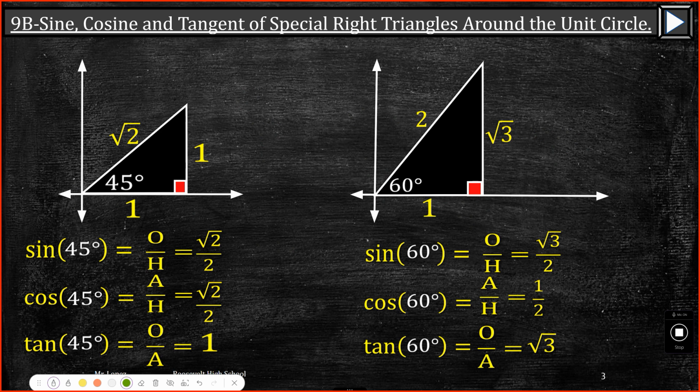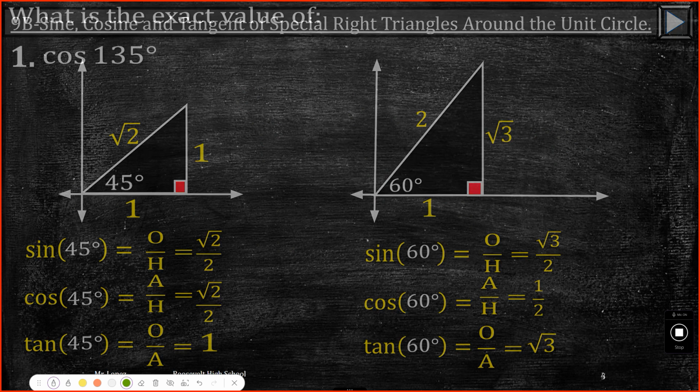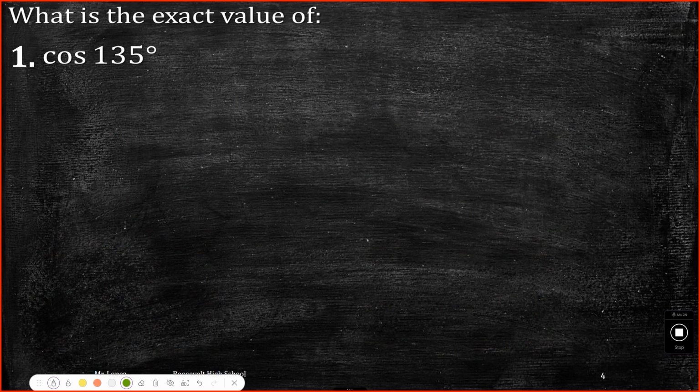Okay, now here we go. We're going to put everything together from what we did yesterday to today. And that's what it is. Here we go. What is the exact value of cosine 135? Let's go, problem 1. What is the exact value of cosine 135 degrees?